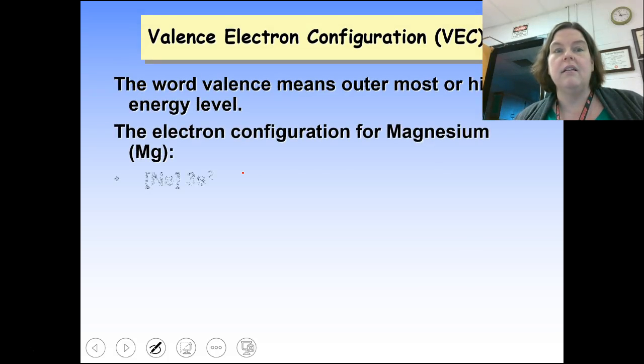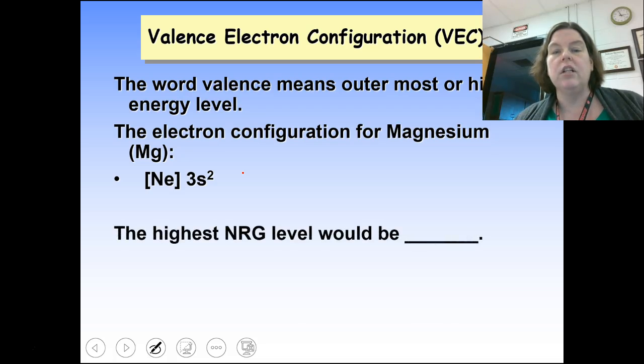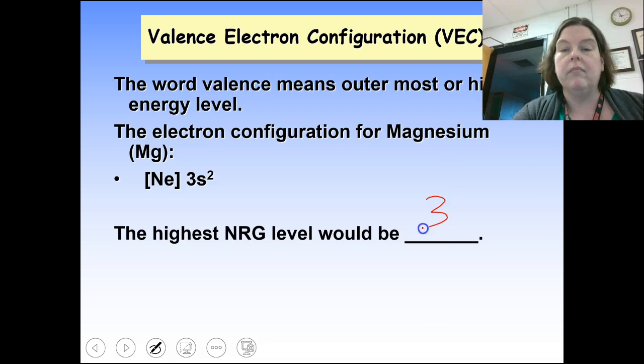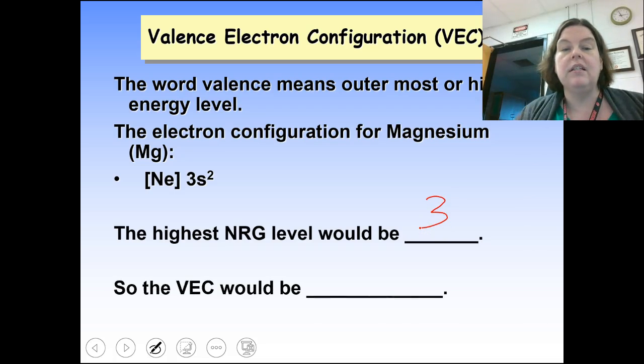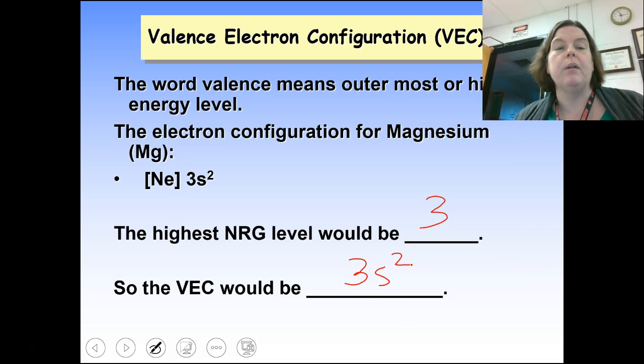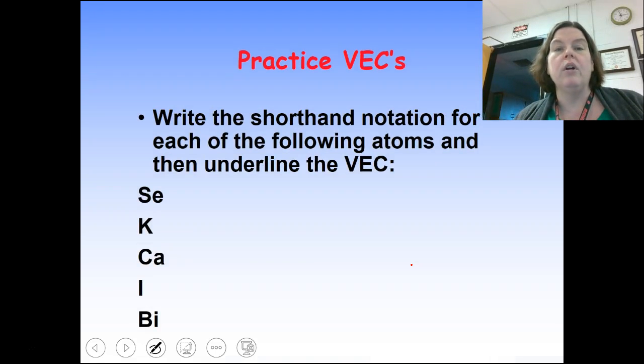So magnesium, here we go. Neon, 3s2. What's its highest energy level? 3. Okay, what's its VEC? 3s2. So I've done several in different places. So you're going to practice these VECs. So go ahead and practice these VECs.